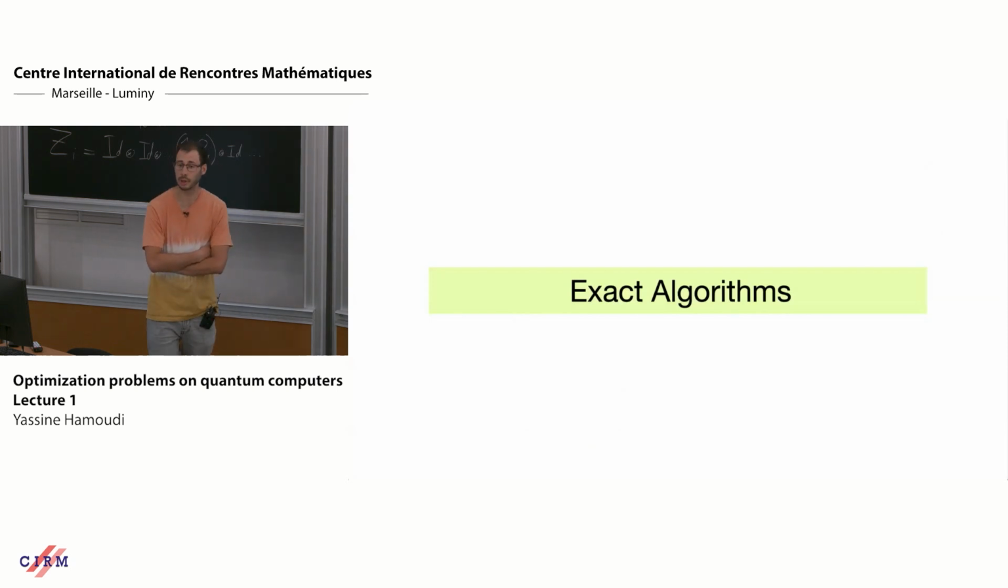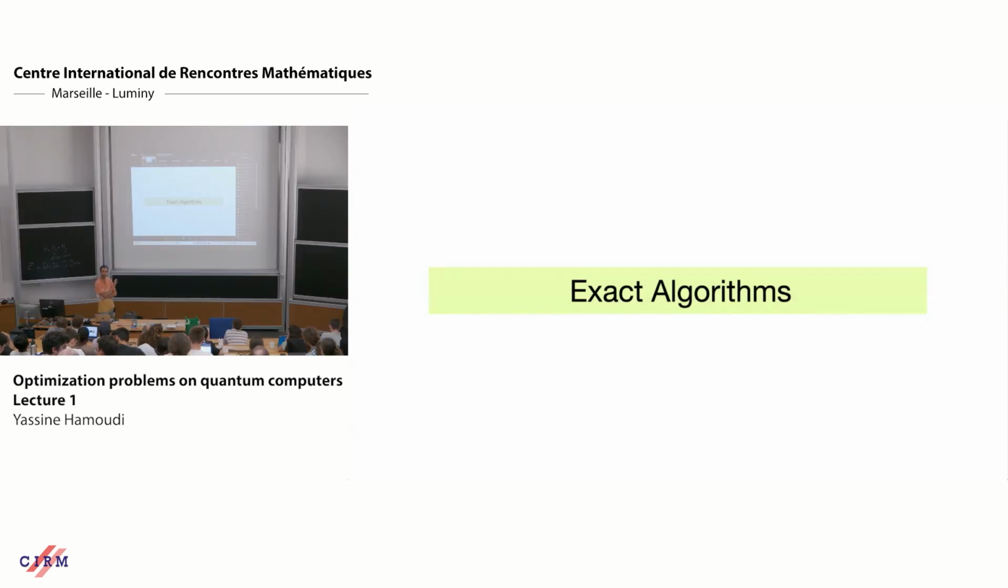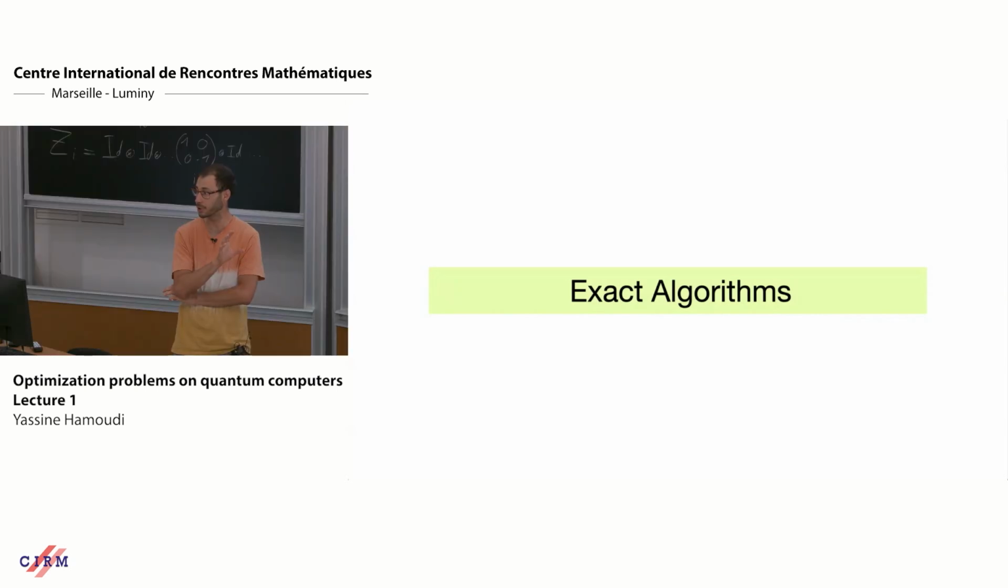Okay, good. So let's start with our first quantum optimization algorithm. It's exact because, as you'll see, it can exactly compute the ground state. It's not an approximation algorithm.